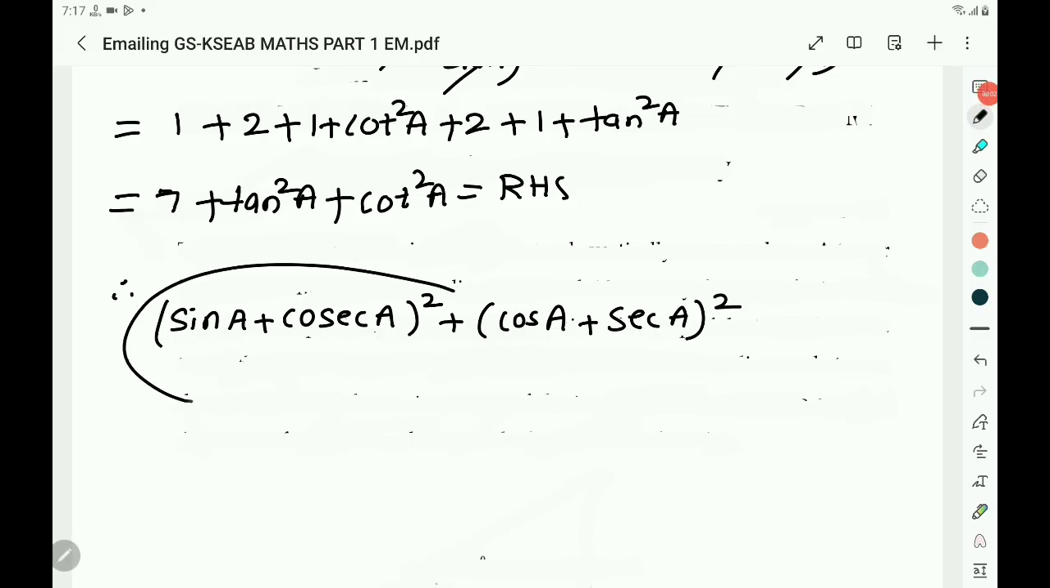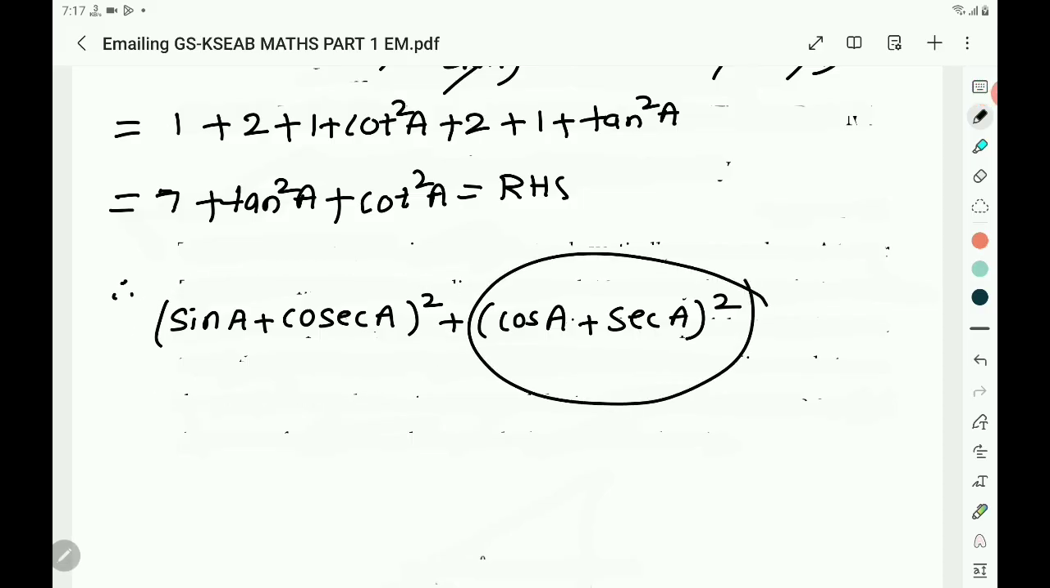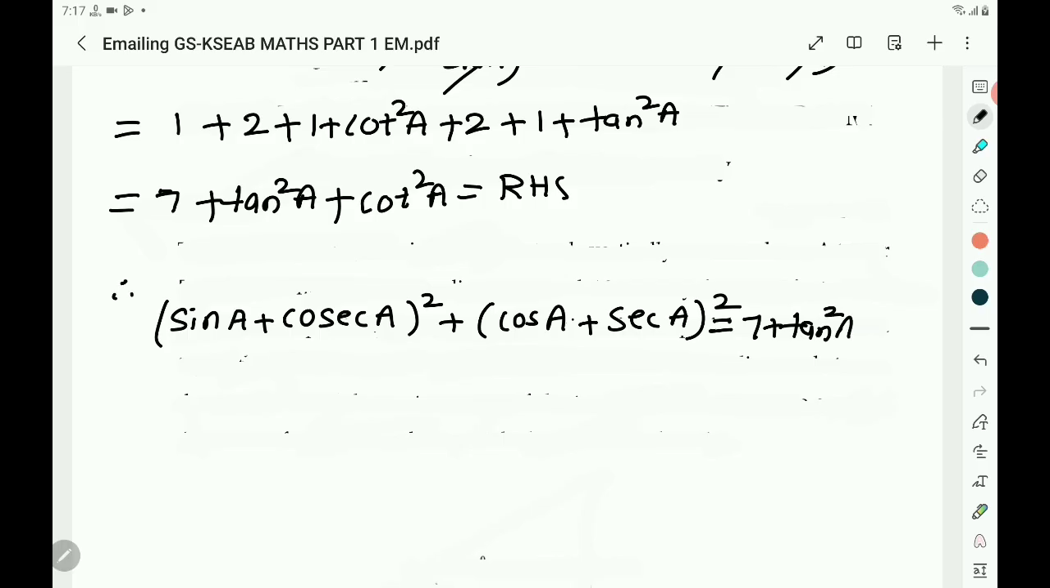Therefore, (sin A + cosec A) whole square + (cos A + secant A) whole square equals 7 + tan square A + cot square A.